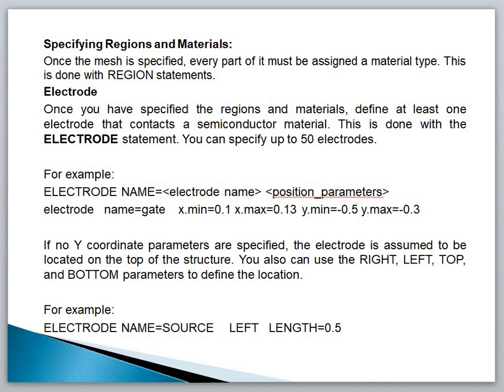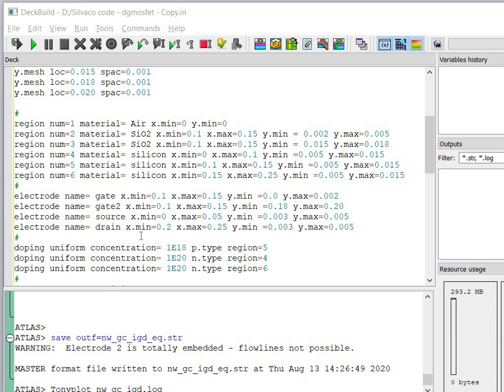Once the mesh is specified, every part of it must be assigned a material type. This is done with the region statement. After defining the mesh, you have to define the material type in every region. Please note that every region of the meshing must be assigned a material type. If any region is not given a material type, then you will get an error in the code during simulation.